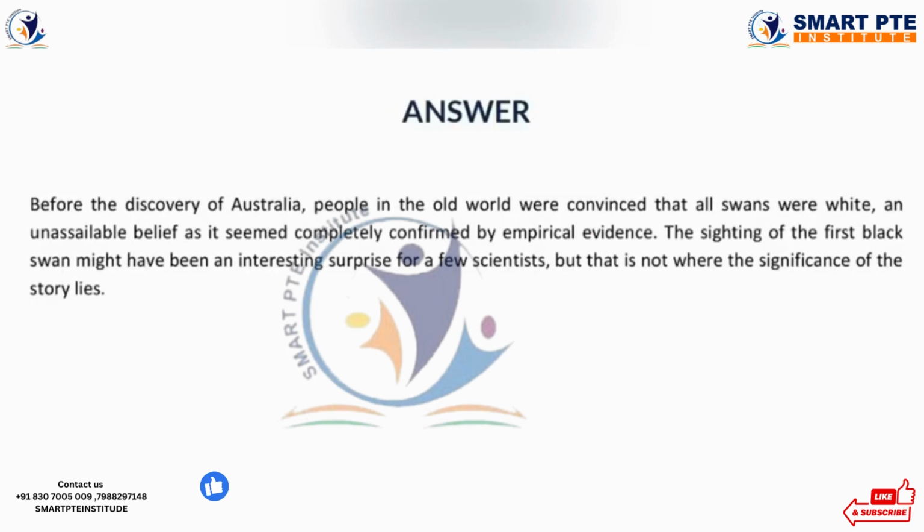Before the discovery of Australia, people in the Old World were convinced that all swans were white, an unassailable belief as it seemed completely confirmed by empirical evidence. The sighting of the first black swan might have been an interesting surprise for a few scientists, but that is not where the significance of the story lies.